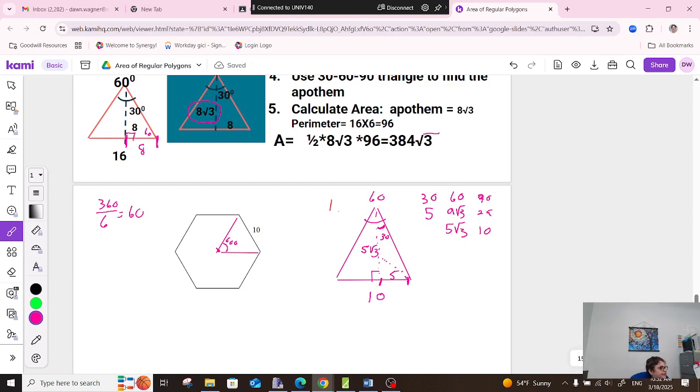Can I start, or are you still processing? I can. Does that make sense why the apothem is 5 square root 3? Hmm? Sure.